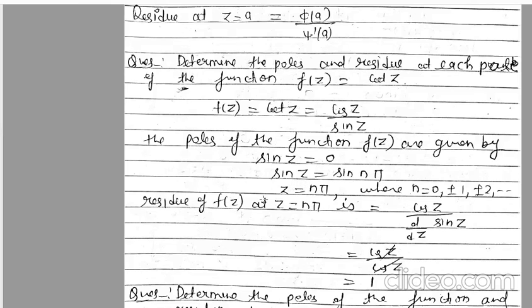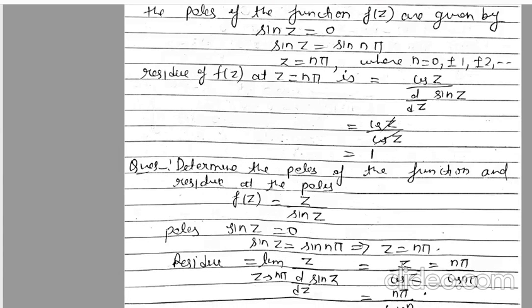Now, find the residue of f(z) at z is equal to n pi, which is cos z upon d upon dz of sin z. Look here, sin z differentiation is cos z. So you can apply this formula because this is a fraction form. So cos z upon d upon dz sin z, and sin z differentiation is cos z. So cos z upon cos z is equal to 1. So the residue of f(z) at z is equal to n pi is 1.